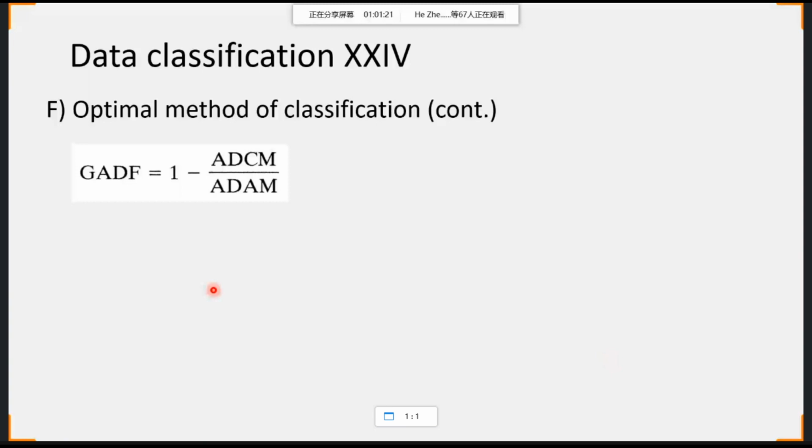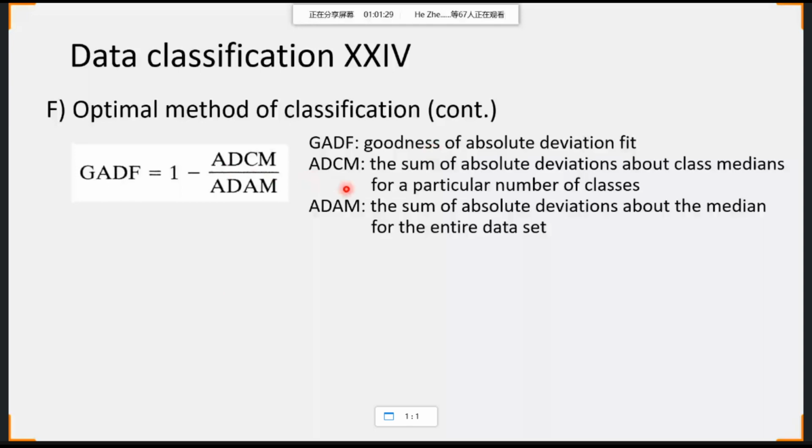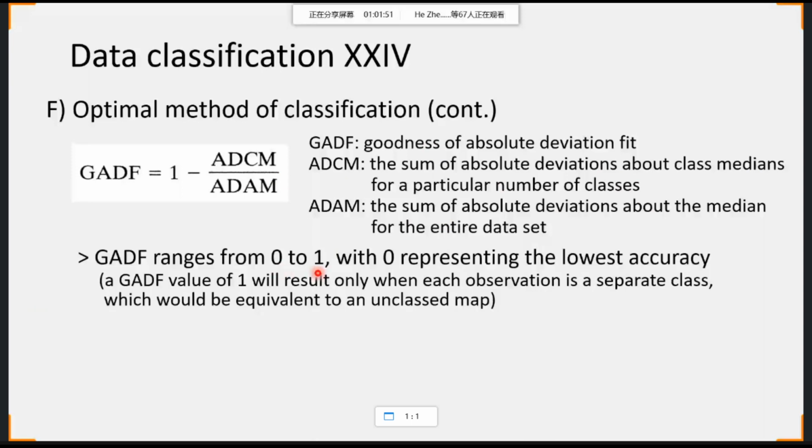And you see how it is computed here. The goodness of absolute deviation fit: you have the ADCM, the sum of absolute deviations about class medians for a particular number of classes. But you have also ADAM, the sum of absolute deviations about the median for the entire data set. The final number ranges from 0 to 1, with 0 representing the lowest accuracy. So a GADF value of 1 will result only when each observation is a separate class.